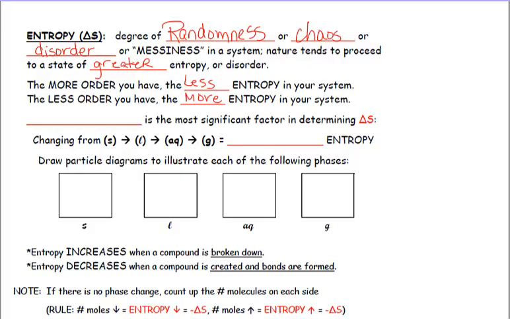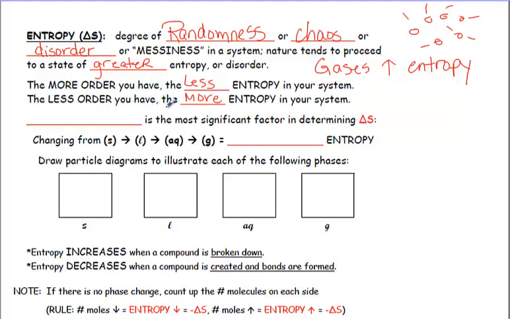So entropy, or delta S, unlike enthalpy, which is delta H, is the degree of randomness or chaos or disorder or messiness in a system. Nature tends to proceed to a state of greater entropy or disorder. Gases would have the highest entropy because they are least ordered. Think about particles all over the place, colliding and going all over the place. So it's very messy.